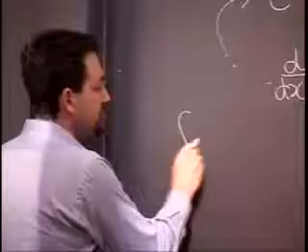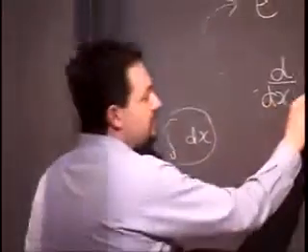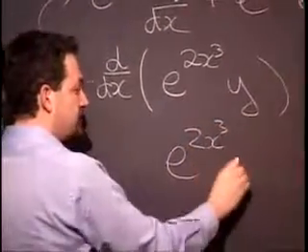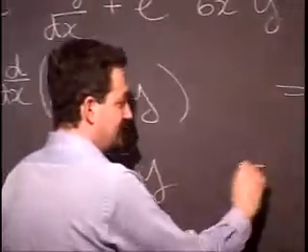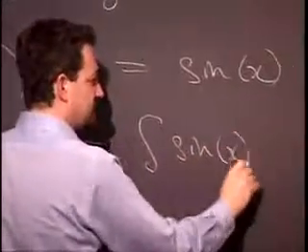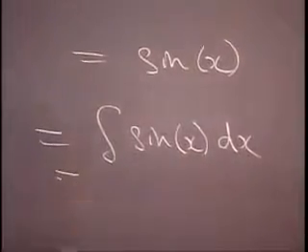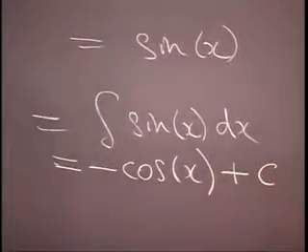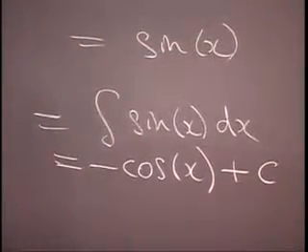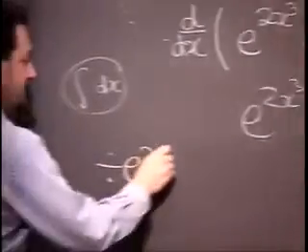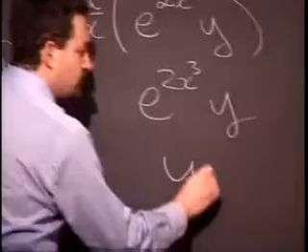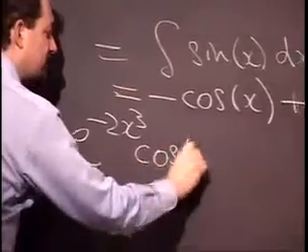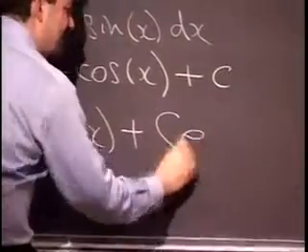Well, if you integrate both sides with respect to dx, then on this side, the derivative just cancels out with the integral, and you just get e to the 2x cubed times y. Whereas on the right-hand side, you have to integrate sine x dx. Well, of course, this is negative cosine x plus a constant. And you don't know what the constant is. Well, now we can just divide again by e to the 2x cubed to isolate y. And y is equal to negative e to the minus 2x cubed cosine x plus c e to the minus 2x cubed.